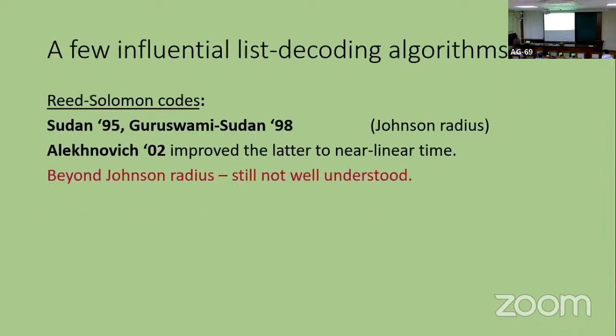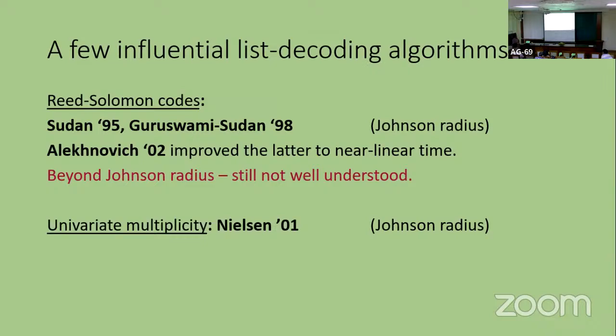So here are a few influential list decoding algorithms. These are sort of in the line of work that I'll be talking about. I'll start with the very first one and keep improving it till our work. So for Reed-Solomon codes, Sudan in 1995, that doesn't quite go up to the Johnson radius. Guruswami-Sudan does, a few years later. And Alekhnovich in 2002 improved the latter, Guruswami-Sudan, to nearly linear time. Beyond the Johnson radius, Reed-Solomon codes are not super well understood yet. I'll say more about that at the end, I guess. But we don't know this.